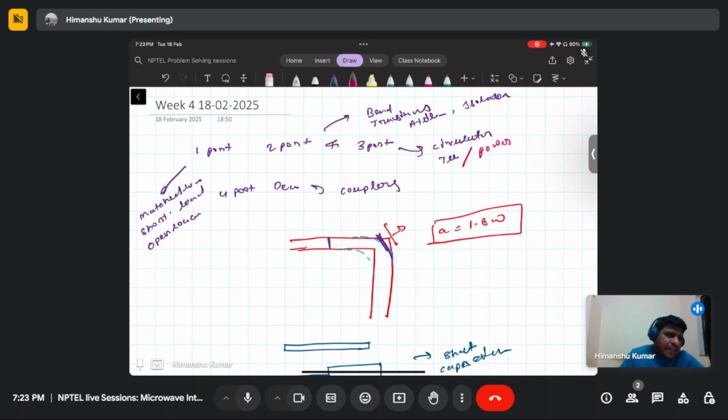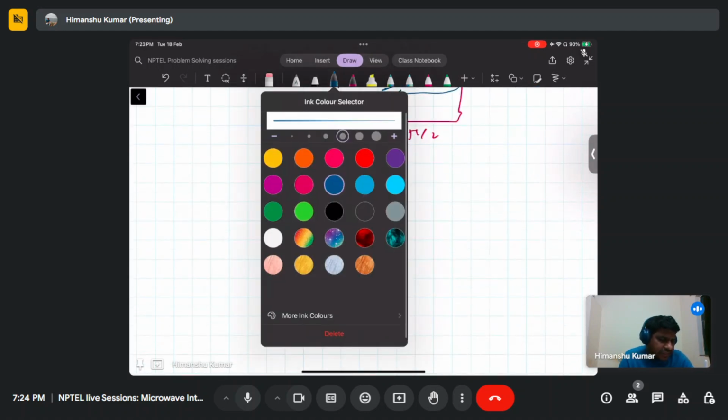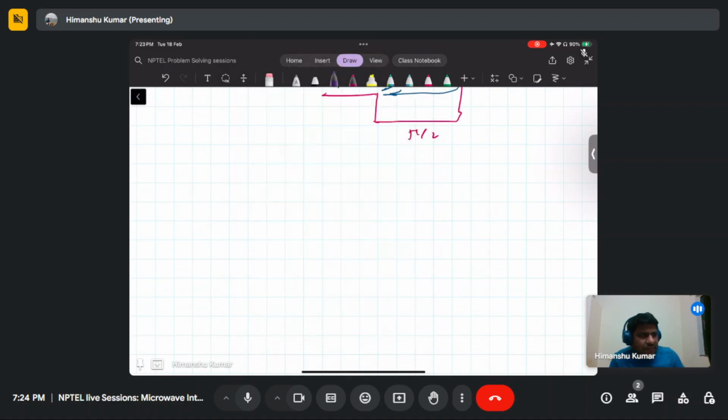There are different kinds of combinations, and different types of devices as we discussed in the class. So they can be T, circulators, and power divider. There are different categories in this: one is lossless, reciprocal, and matching.